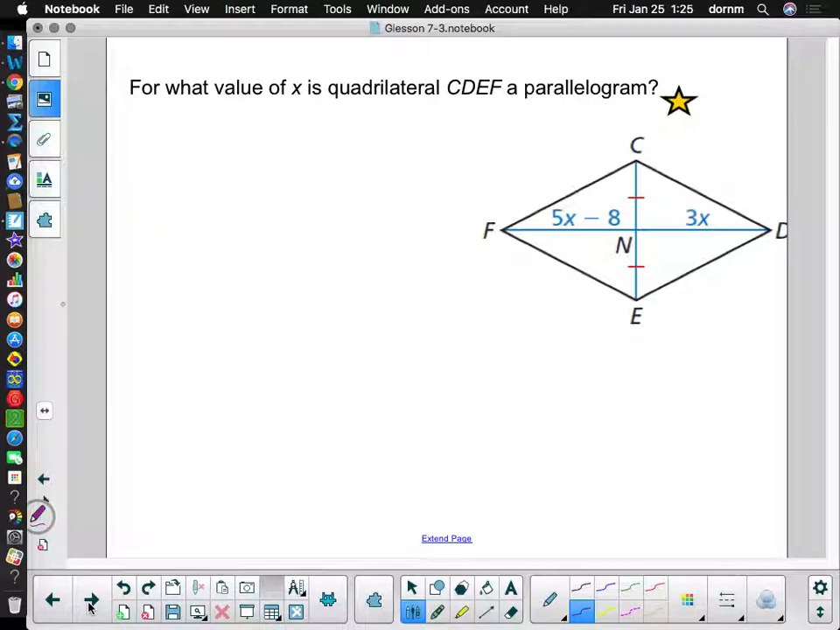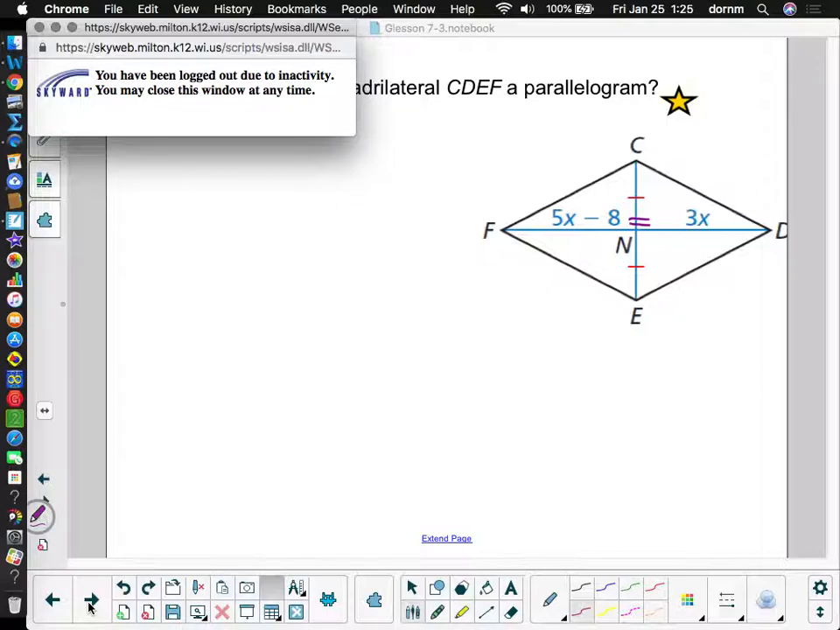Those two variable expressions have to be set equal. And solving that, again, I think you can handle. Okay? I think you can handle doing that.